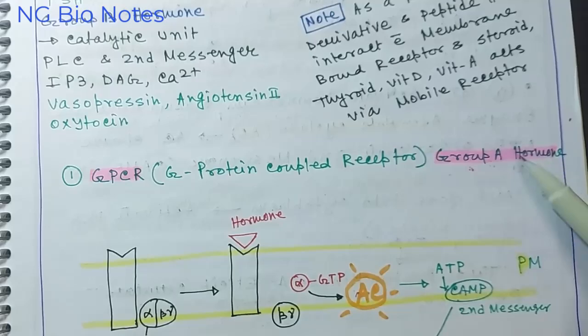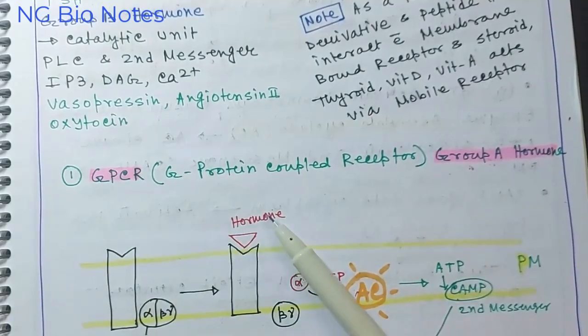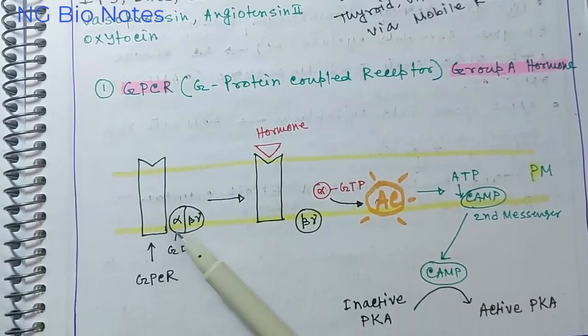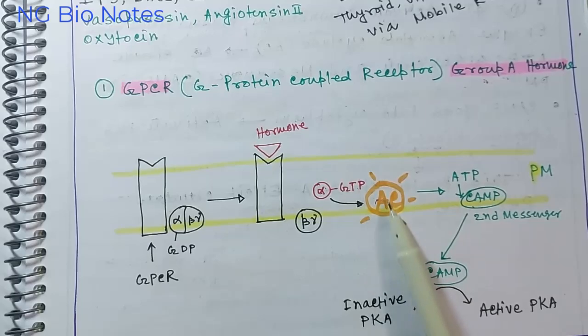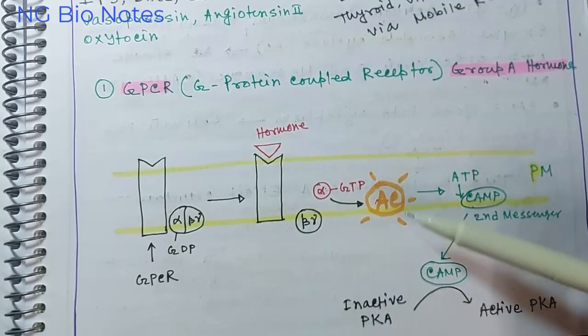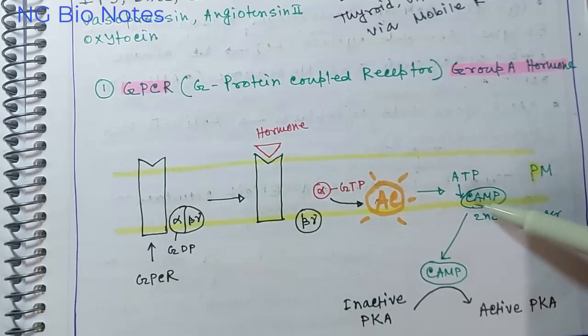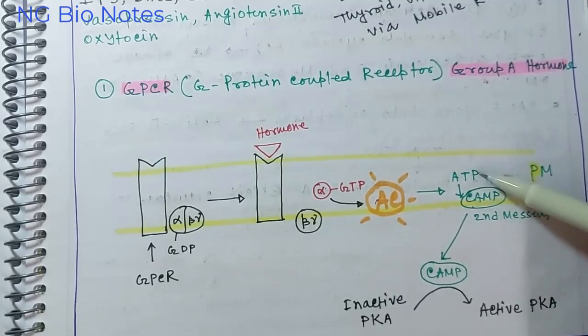Now we study the function of group A hormone. When this group A hormone binds with the receptor, this will activate G protein. So the alpha subunit which binds with GDP in its inactive state will be exchanged by GTP, and the alpha and beta gamma subunits will be separated. Now this alpha GTP activates the downstream molecule adenylyl cyclase, which is also present in the plasma membrane. This active adenylyl cyclase generates cyclic AMP as second messenger from ATP, right?